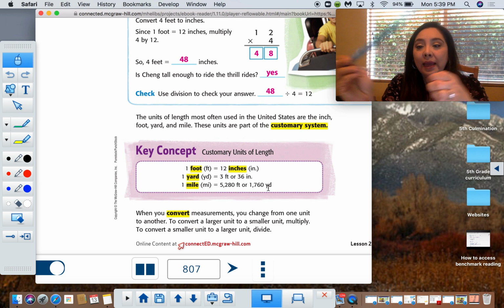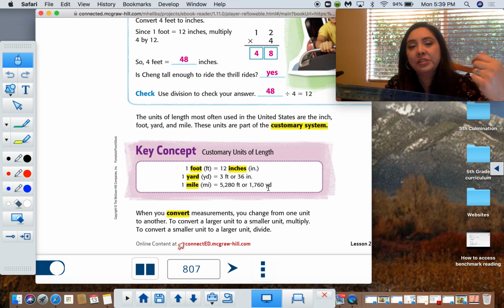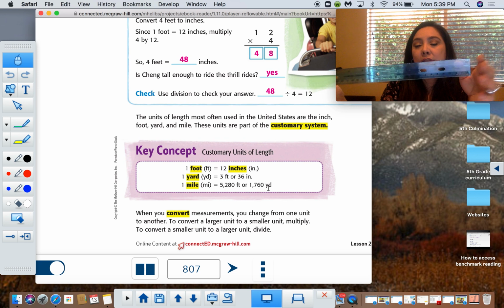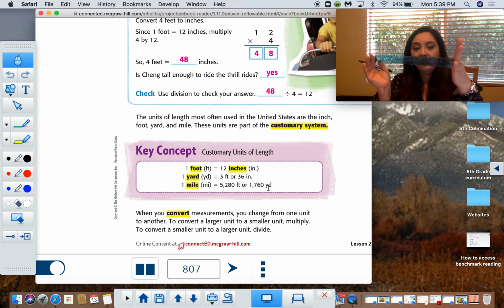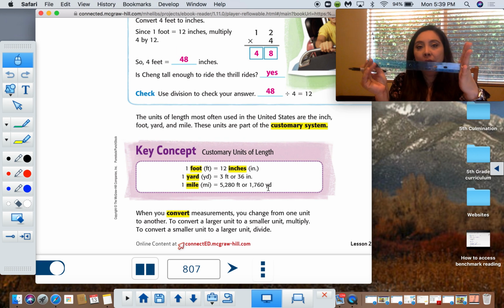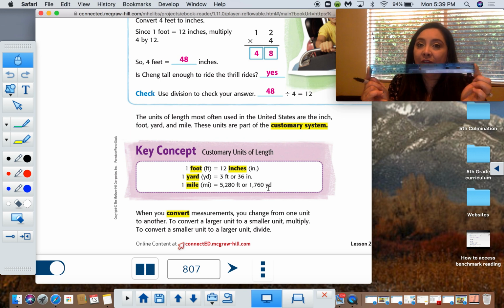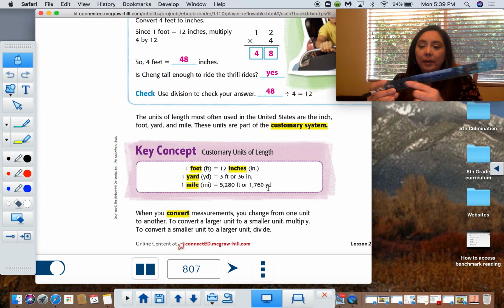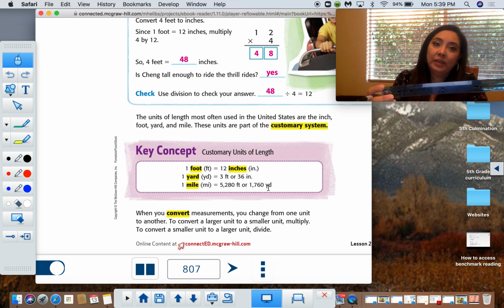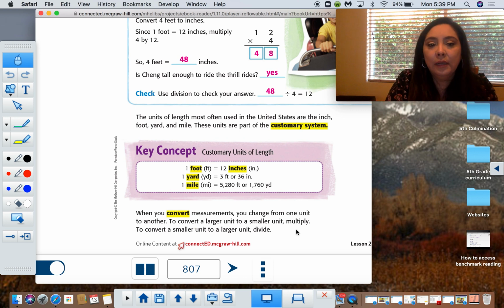Converting is when we decide what unit we're going to use. Are we going to use feet? Are we going to use inches? Are we going to use yards, miles? So for example, if I have a piece of paper this long, what are you going to measure it in? You can say I have a 12-inch piece of paper. I have a 1 foot piece of paper. So converting is when you're changing from one unit to the other, like you can either use inches, feet, yards, and so on.